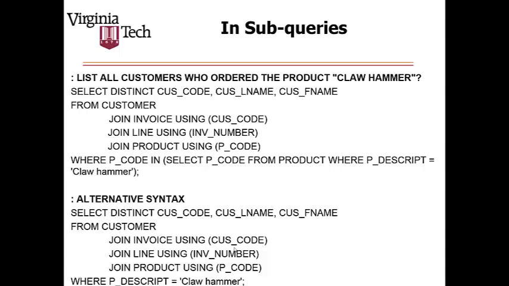So, list all customers who ordered the product claw hammer. All right, so I'm going for a distinct customer because I really only need to see each one once. The customer code, the customer last name and first name, from customer, join invoice on customer code, join line using invoice INV number, and this would be inner join product using P code. Those are all three inner joins: customer, inner join invoice, inner join line, inner join product.